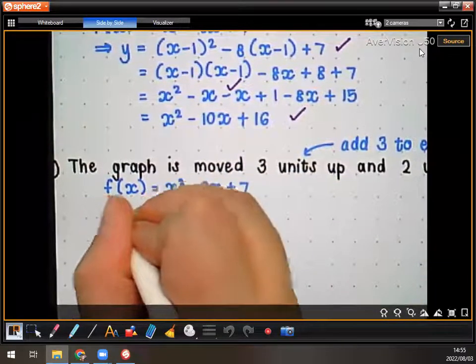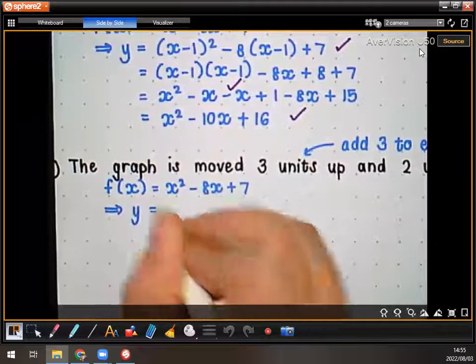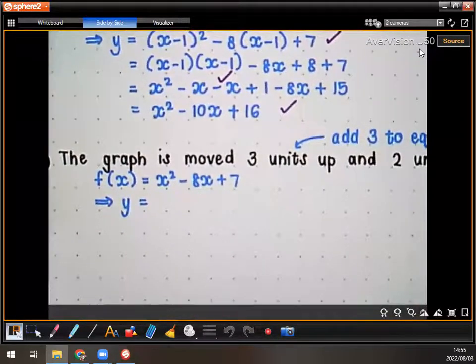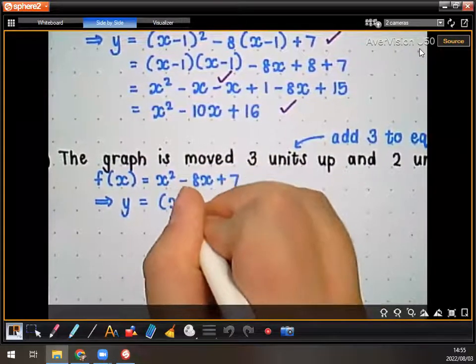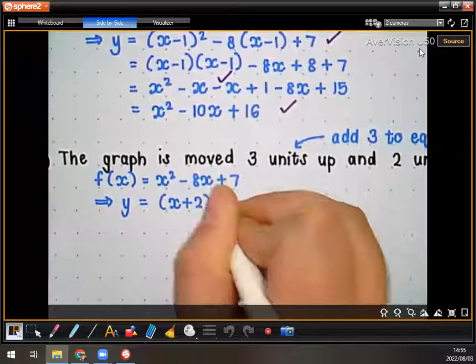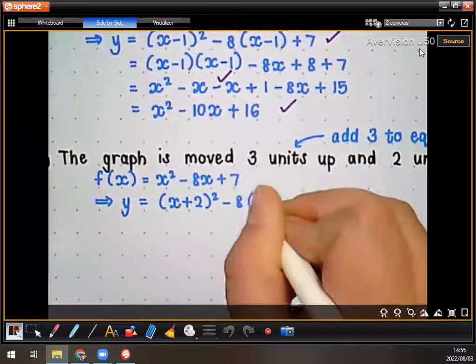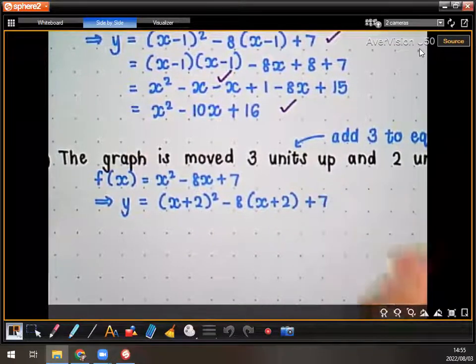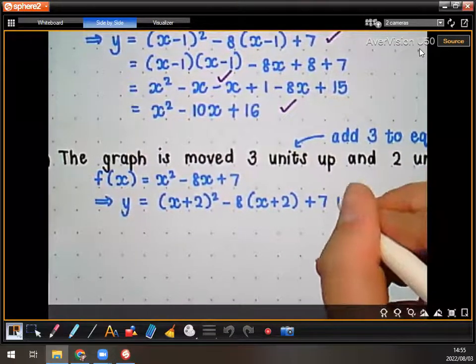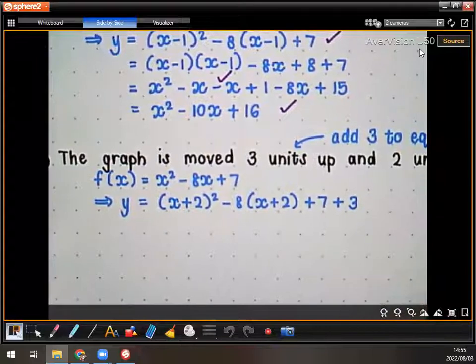So now, again, we must just use y. They can give us a name for the graph. So we use y. Instead of x, I'm now going to write x plus 2 squared minus 8 bracket x plus 2. And then plus that 7 that I had already, but now we're also moving 3 up, so we must add 3 to the 7.